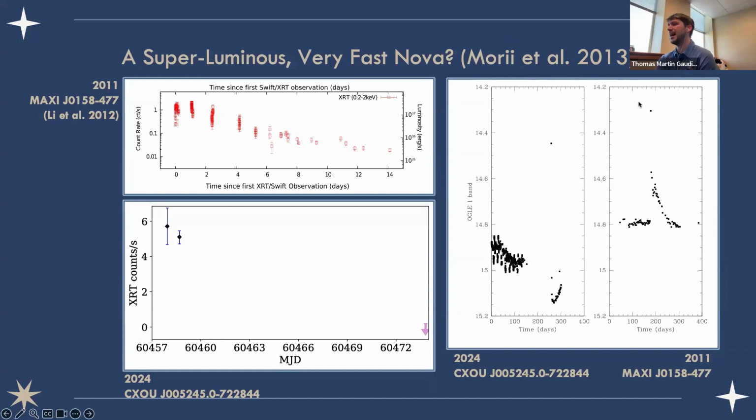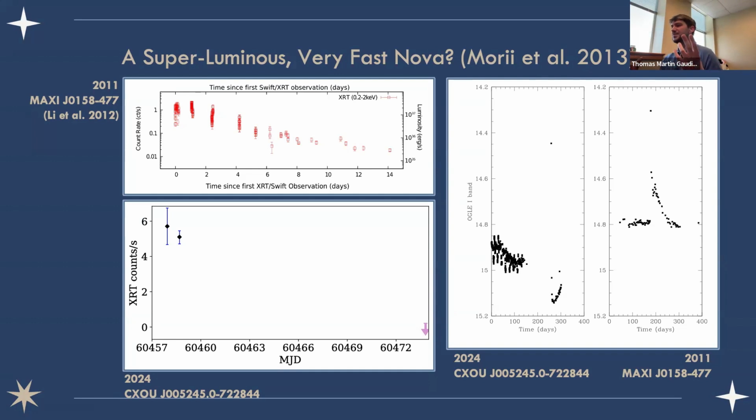Additionally, if we look at the I-band light curve produced by Ogle around this time frame for this MAXI system, we see something similar happening in our 2011 source and our 2024 source. We see a very stable quiescent luminosity in the I-band before rapidly, within 24 hours, increasing in brightness, decaying halfway back to quiescence the next day, and fading away within a timescale of just 50 days.